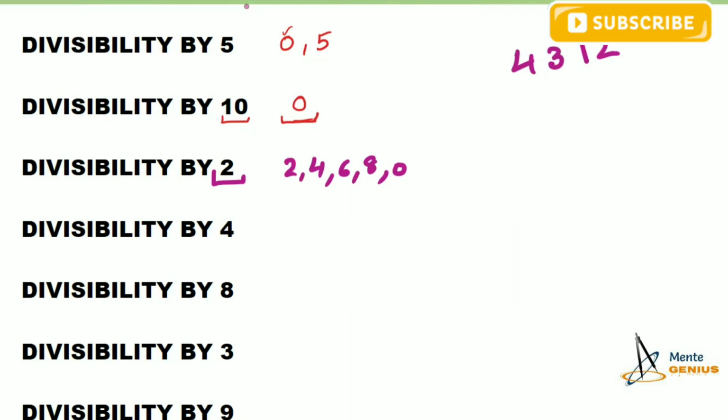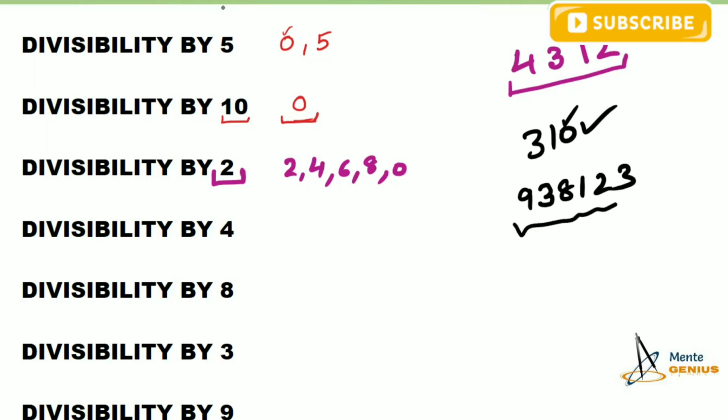Can we divide this number by 2 properly? By properly I mean that when we divide the number, the answer should be a whole number, not in decimals. Every number can be divided by 2 if we allow decimals, but here we are talking about a whole number as the quotient. Since it has 2 as its ones place, we can definitely divide it by 2. For example, 310, yes, we can divide this number by 2 because it has 0 as its ones place. Let us take another number, 9381223. Can we divide this number by 2?